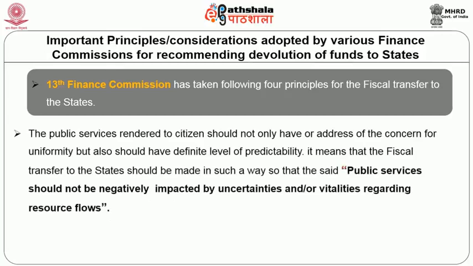The public services rendered to citizens should not only address the concern for uniformity, but also should have a definite level of predictability. It means that the fiscal transfer to the states should be made in such a way that the said public services should not be negatively impacted by uncertainties and volatilities regarding resource flows.